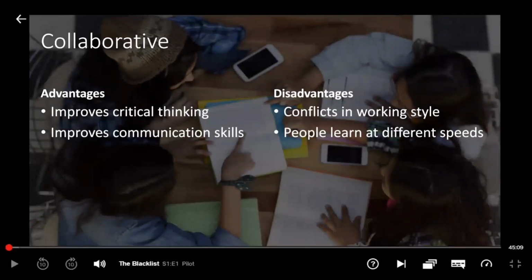Now we have the collaborative method, and as an advantage, we can see that it improves the critical thinking of a child, and it improves their communication skills. As a disadvantage, we know that there is a lot of conflict in the working style because not everyone is a people person. That's not much the case with children, but it could be. And people learn at different speeds. People have really different ways and times of learning.